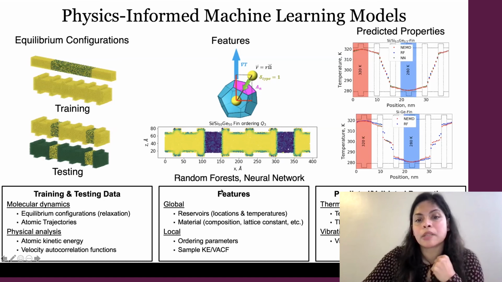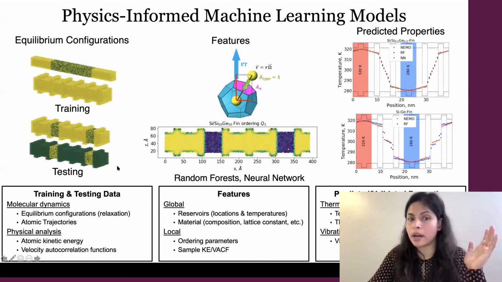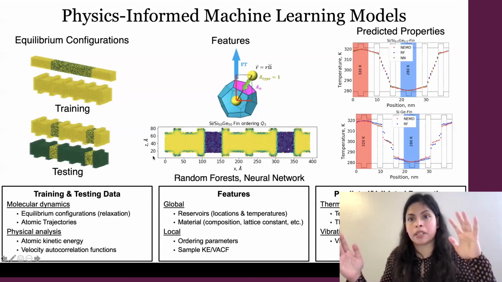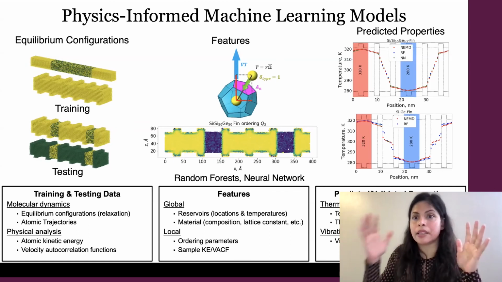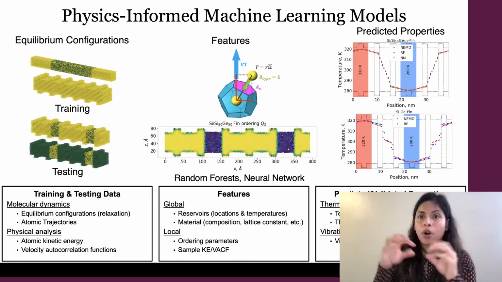So we used multiple different features. For example, these are all done with non-equilibrium molecular dynamics, where you have a hot side and a cold side, and how far that is, where the atom is with respect to the hot side and cold side.